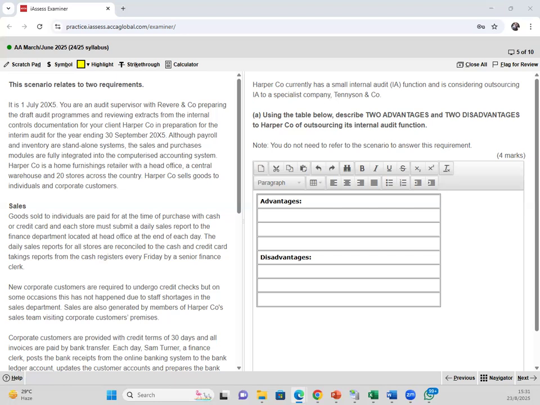Since the company already has some internal audit staff, they might lose the internal audit staff who were already in the company, if they fail to retain them in other functions in the organization.